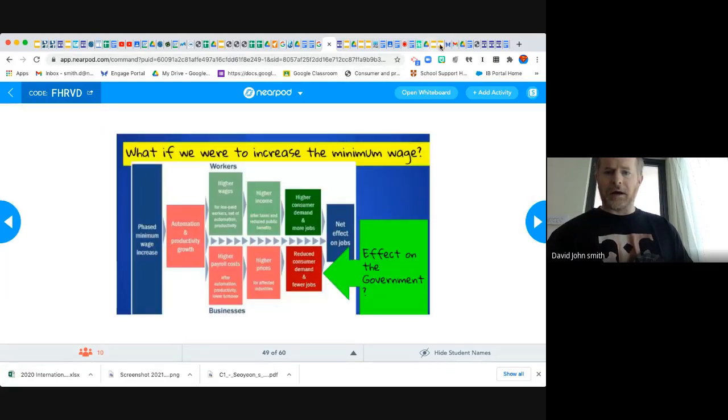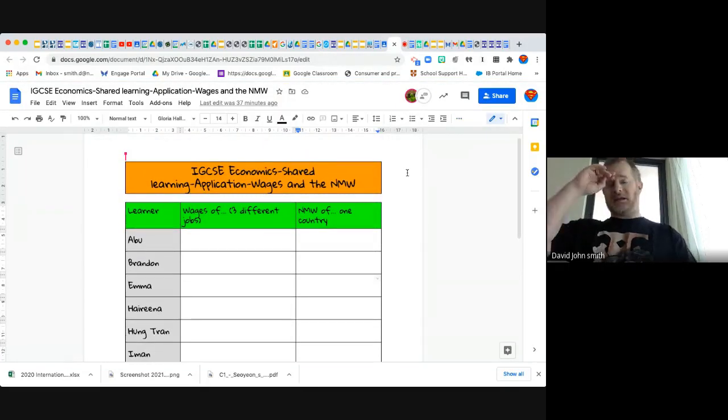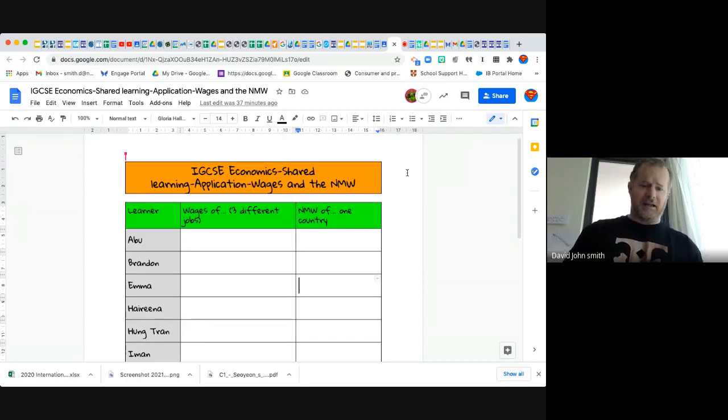All right, now I've got an activity for you, which should have appeared. There it is. All right, now you should still see this. This will have appeared in the classroom right about now. And I'm calling it the IGCSE Economics Shared Learning Application: Wages and the National Minimum Wage. Now, I'm using the code NMW for National Minimum Wage. In other words, minimum wage.